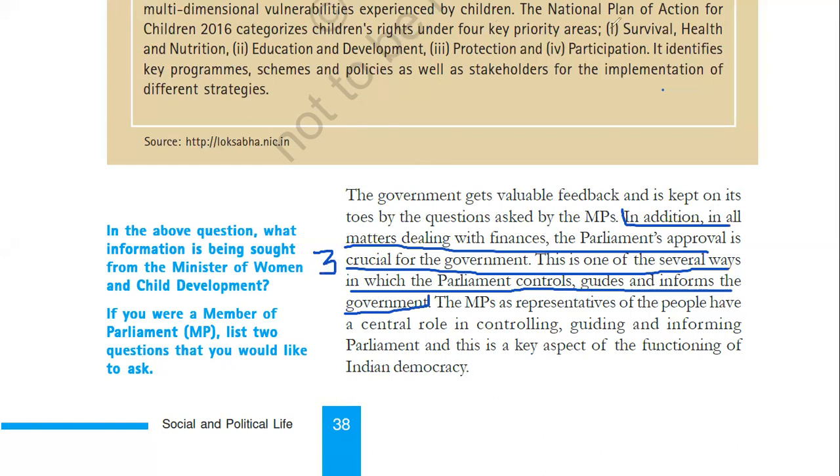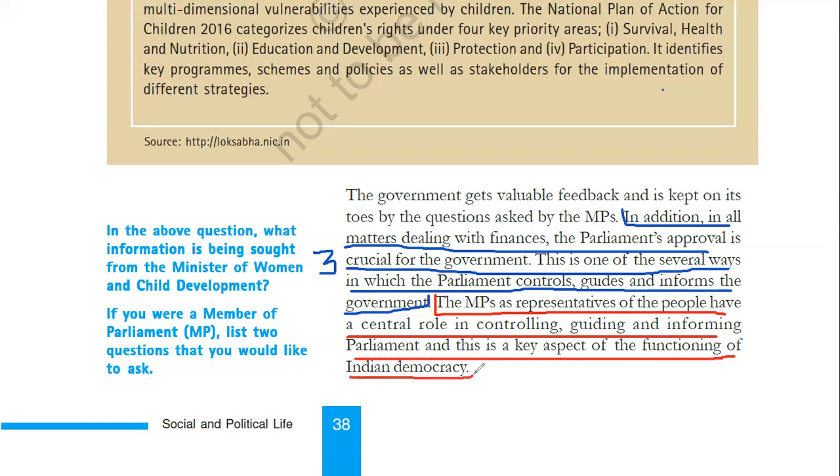And then the last line would constitute point number 4. The MPs, as representatives of the people, have a central role in controlling, guiding, and informing Parliament, and this is a key aspect of the functioning of Indian democracy. Fourth point. So these would be the 4 points for the question: how does the Parliament control, guide, and inform the government?